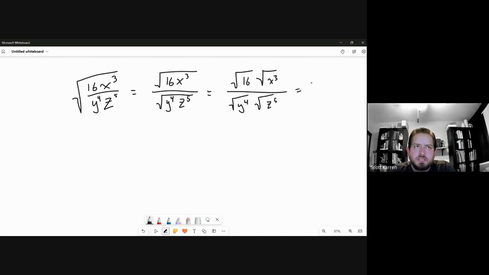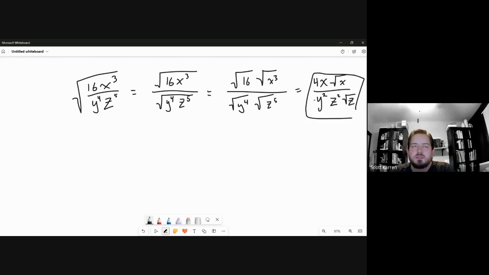The square root of 16 is 4. The square root of x to the third, I have one pair of x's that can come out, but I have one left over. And then in the denominator, I've got 2 pairs of y's that can come out. So y squared, 2 pairs, each term comes y squared. I have 2 pairs of z's that can come out. That comes out as z squared, but then I've got that odd z left over. And we can leave it like that, and typically you would. Okay.